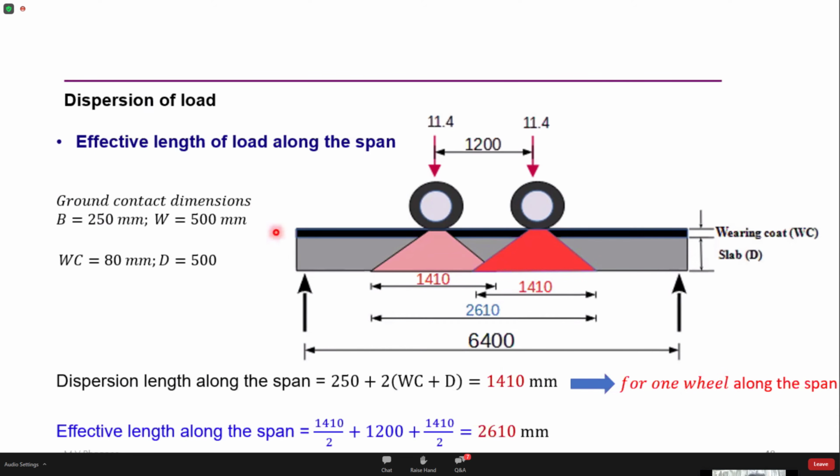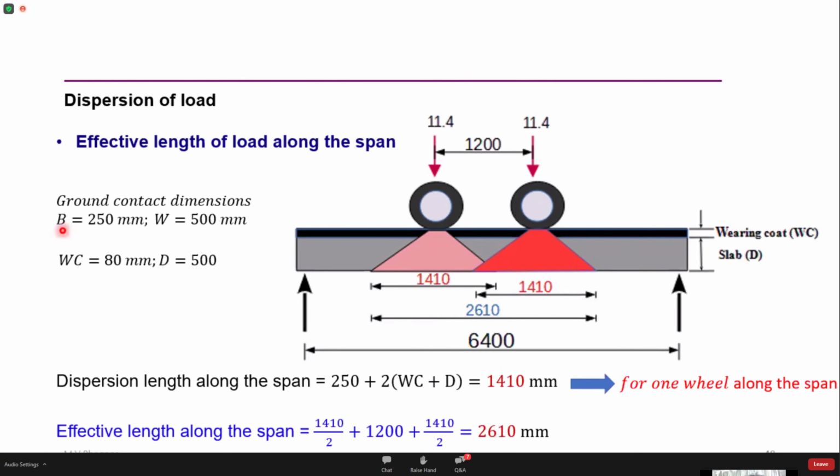So I have this slab of 6.4 meters. This is the centroidal axis, and I place this load symmetrically about the center. When these loads are placed on the deck slab, the loads are going to get dispersed through the bearing coat and through the structural slab. So along the length, the total length of dispersion will be this length. To calculate this 2.61 meters, I need to know the contact dimensions of the wheels.